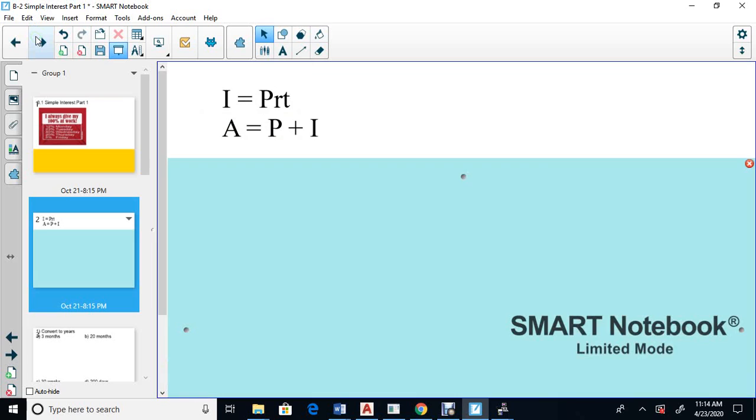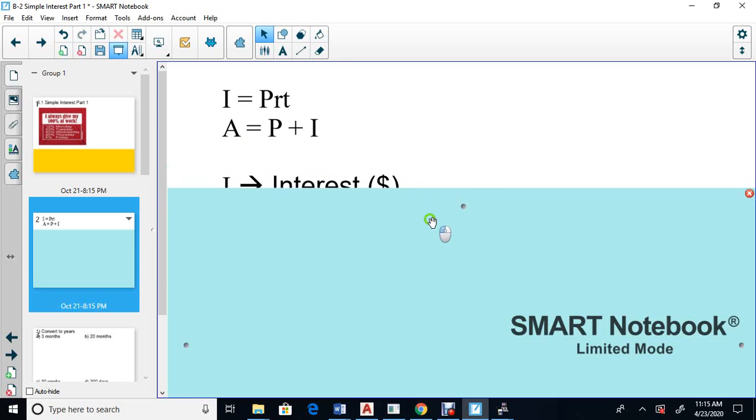Okay. Simple interest. So simple interest has a formula where I equals three numbers that are multiplied. And then at the end here, sometimes you have to find an amount, so you add two other numbers. So let's go over what each of these mean, okay?